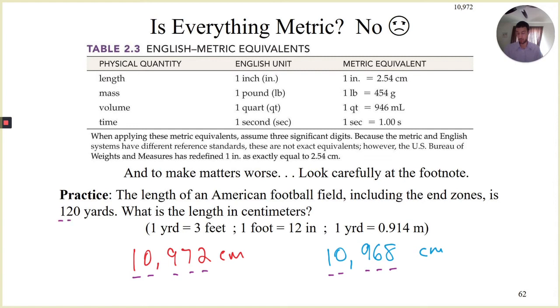Only 2. That 0 is not significant because there is no decimal point. With only 2 sig figs, my answer can only get reported to 2 sig figs, which means both of these answers boil down to 11,000 centimeters, where those zeros are not significant. You want to make sure that you don't see those zeros and potentially get them confused as being significant digits. 1.1 times 10 to the 4, because it's a big number, positive centimeters.